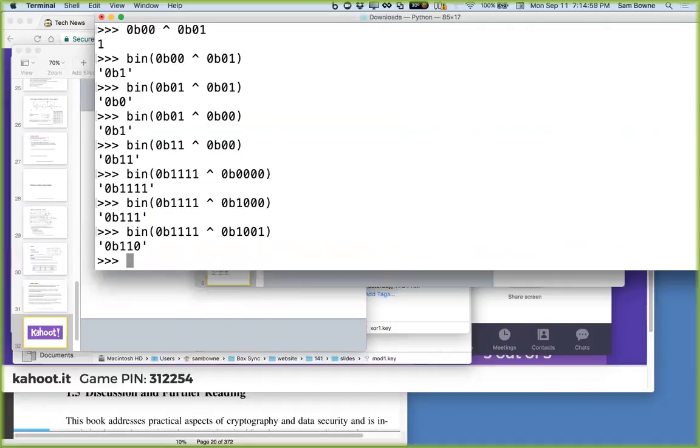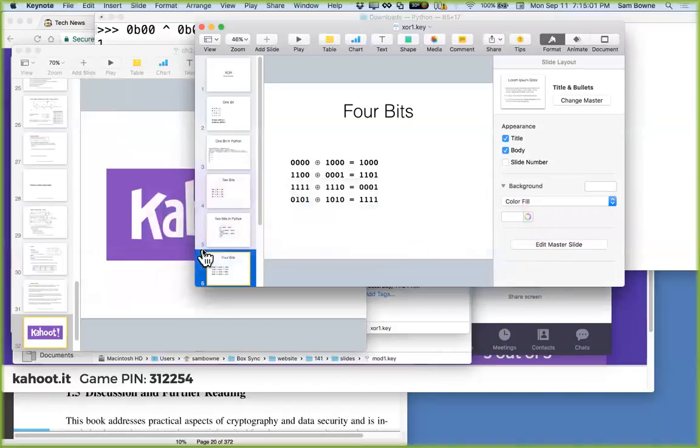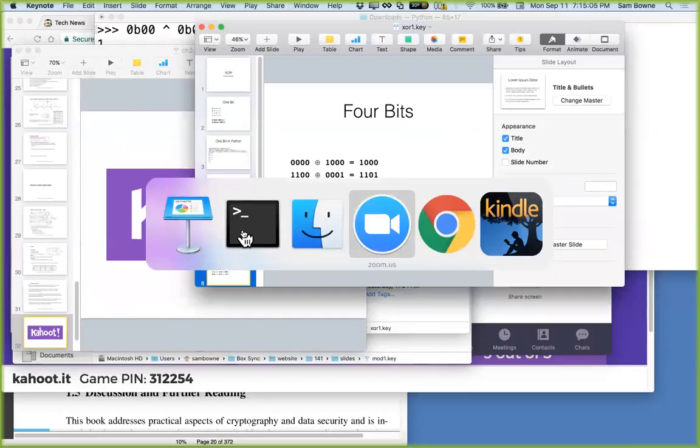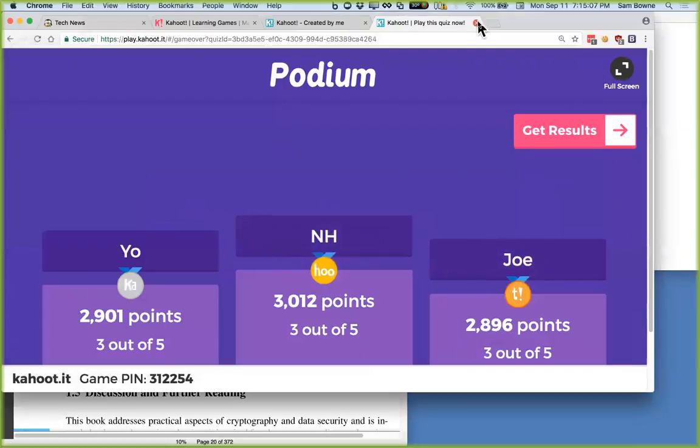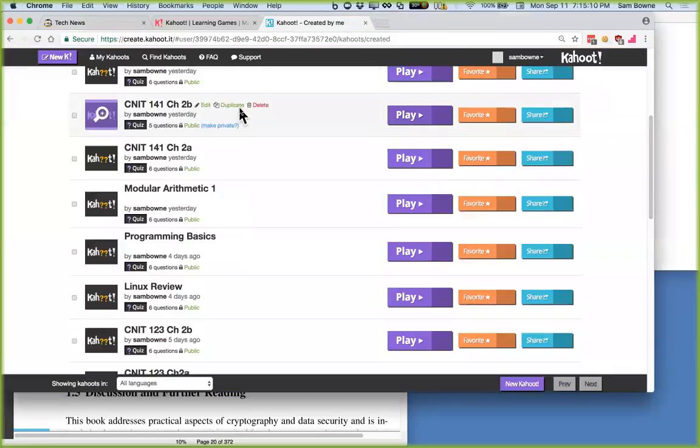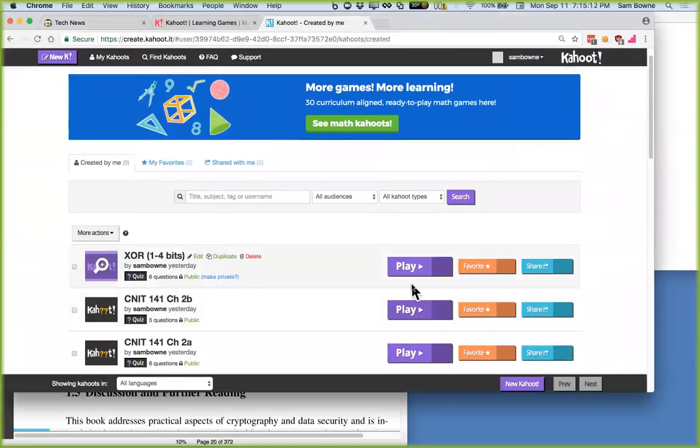Okay, is that clear? Well, if you got that, then I think you're ready for the glorious Kahoot. Oh, sure. All right, that's the joy of XOR. And there should be an XOR Kahoot, and there it is. Okay.